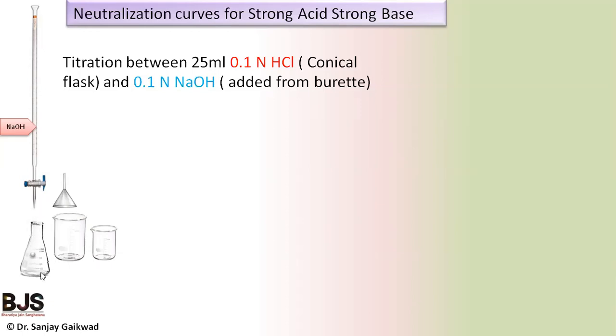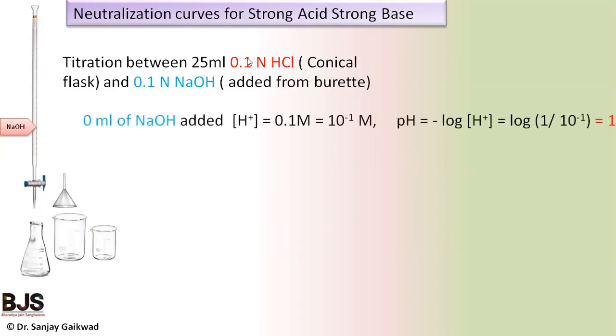Initially, as we add, there is no change in color; it remains as it is. Now when only acid solution is present, with 0 ml of NaOH added, that is only HCl solution, the hydrogen ion concentration is calculated from the normality. It is a 0.1 molar solution, that is 10 raised to minus 1 molar. For the pH of the solution, we substitute the hydrogen ion concentration into pH equal to minus log of hydrogen ion concentration, equal to minus log of 10 raised to minus 1. Therefore, the pH of the solution is exactly equal to 1.